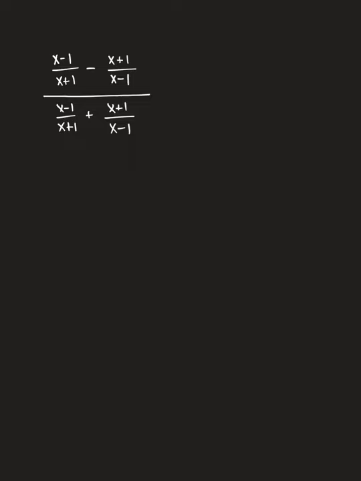So what I'm noticing about this complex fraction is that I have the same denominators here and here, here and here, and that's going to make it a really nice candidate to use our second method for simplifying. So I'm going to multiply by the least common denominator being x plus 1 times x minus 1.